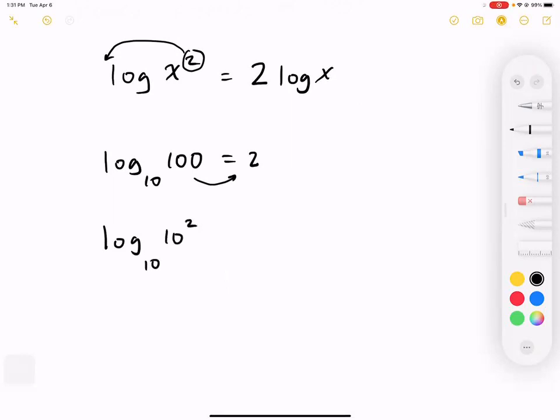Now, if we use our power property, where does that 2 go? It goes in the front. Logs always bring down the exponent to the front of a log. That becomes 2 log base 10 of 10. What do we say a log of itself is always going to become? 10 to what power is 10? If you ever forget what logs do, just say, what's the exponent? What's the exponent of 10 to get me back to 10? That is going to be 1.